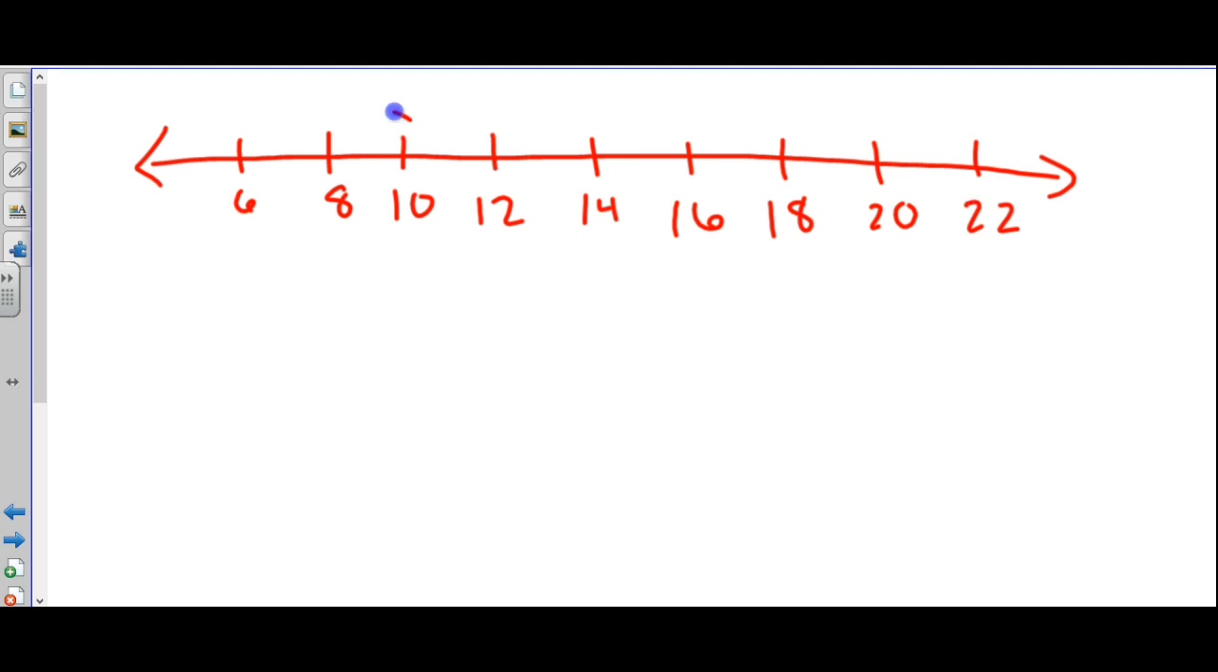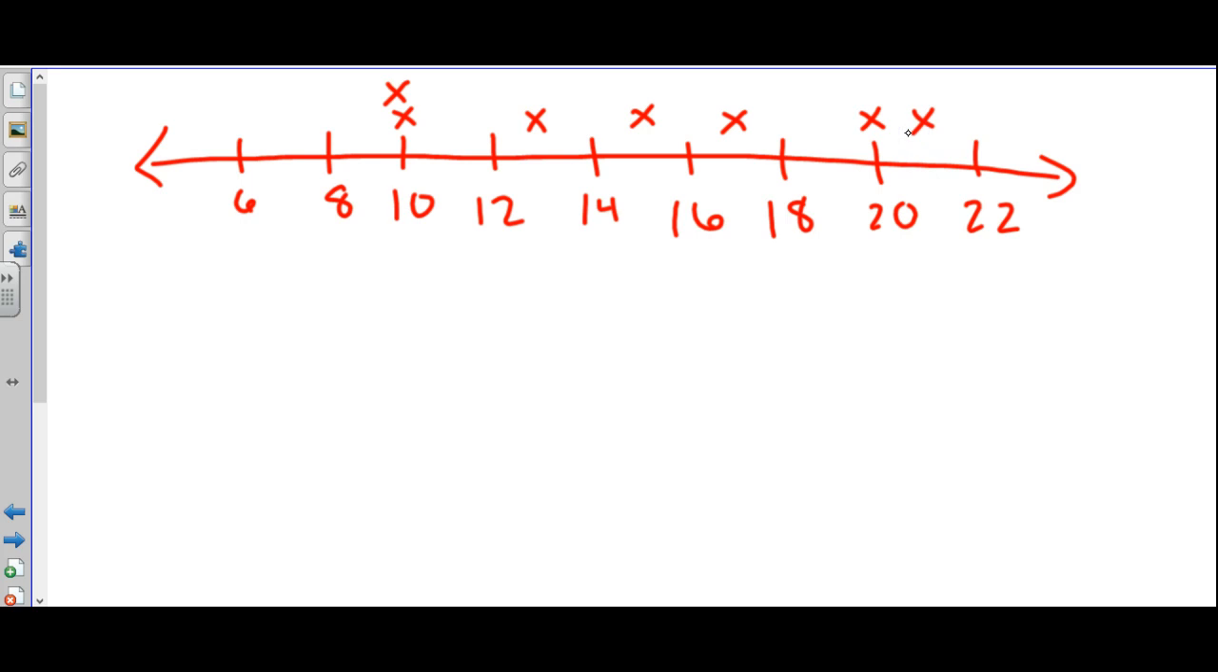So I'm going to put an X above my 10 to show I had one value that was 10, a second X to show I had a second value that was 10. 13 is in between the 12 and the 14, so when I put it above, it'll be in the middle of those. 15 is also in between, and 17 is also in between. 20, we have a 20 marked, so we can put it directly above, and 21 will be halfway in between.